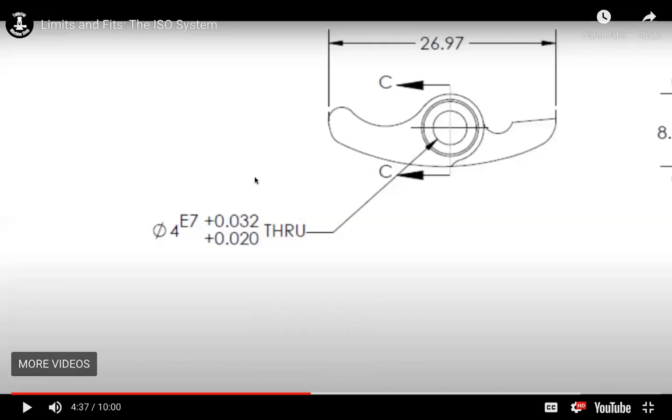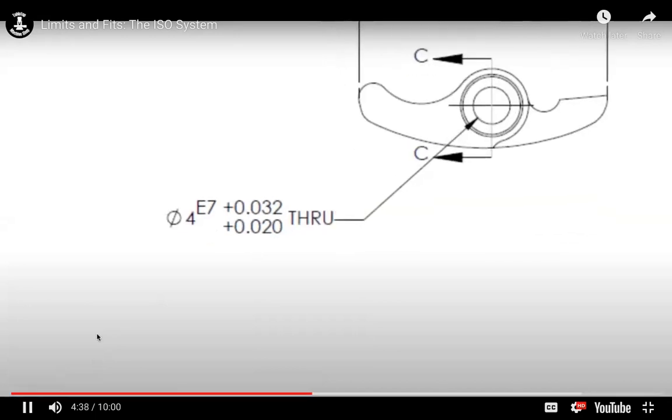Yeah, so for example, this is the diameter for E7. This actually tells you, because E, is it a hole or shaft? Because it's capital, it's a hole, and E7 tells you the tolerance, 0.0 something. Okay, so to sum up, let's watch the video.